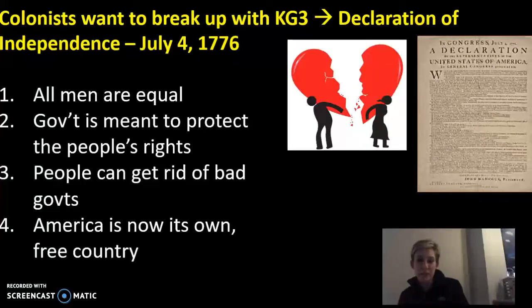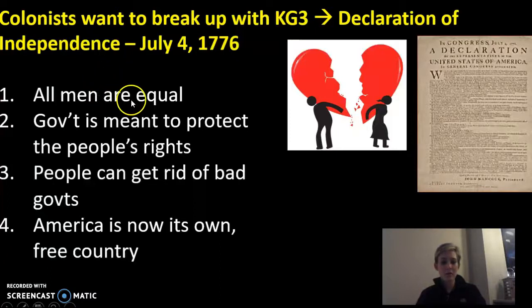So they write the Declaration of Independence, okay? It's on July 4th, 1776. It's this big fancy document that you see on my whiteboard, and it's a really big deal. So the Declaration of Independence overall said, Dear King George, we're breaking up with you because you suck. But here are the 4 main things it did.